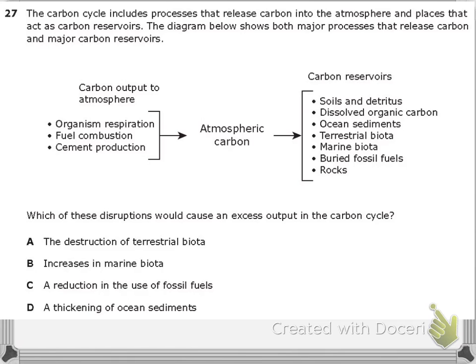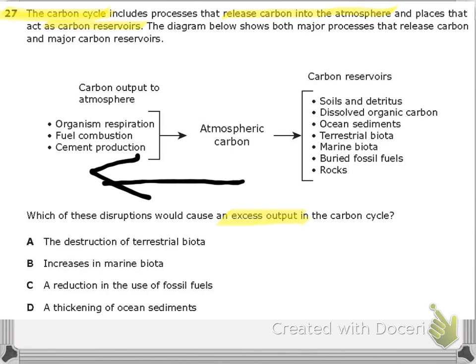First thing we're going to do is highlight a few things. The carbon cycle, we'll see a picture of that in a moment. First, releases carbon in the atmosphere. That's where carbon gets put out, essentially into the sky. Next, places carbon into reservoirs. That's kind of like a storage place for the carbon. So which of these disruptions would cause an excess output? Excess output just means more than normal is getting put out into the atmosphere.